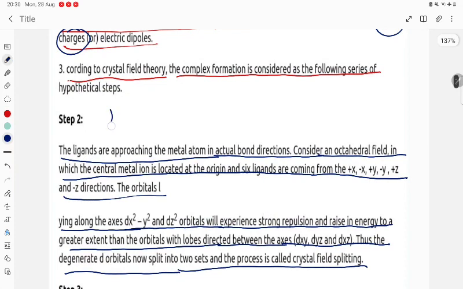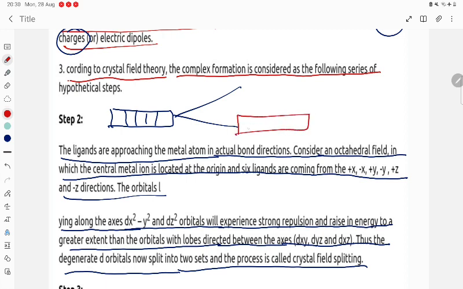So what is happening here, student? Suppose five d orbitals are there, and when the ligand is approaching, they are split into two sets. Two sets means the orbitals which are present along the axis will face more repulsion, so they will be the eg set with high energy, and the t2g set with low energy. So this is the octahedral splitting energy, student.